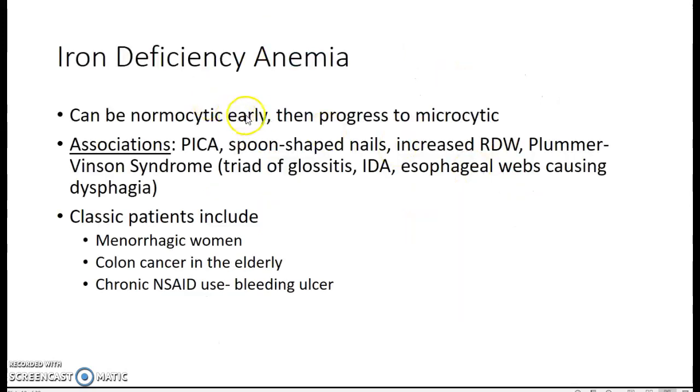So iron deficiency anemia can be normocytic earlier, but then it usually progresses to more of a microcytic. Most of the time when people actually get severely anemic, you know it's going to be pretty microcytic. It's associated with pica, so people who eat ice have this weird craving for ice, spoon-shaped nails, increased red cell distribution width. You can get Plummer-Vinson syndrome, which is glossitis, which remember can also be seen in B12 and folate, but you can get it in iron deficiency as well. Iron deficiency anemia and esophageal webs.